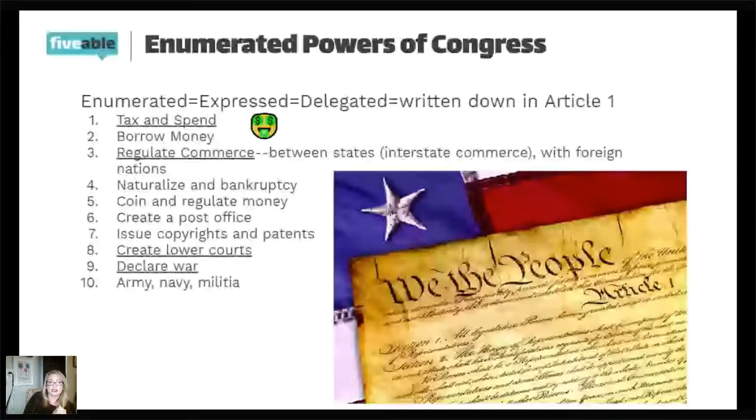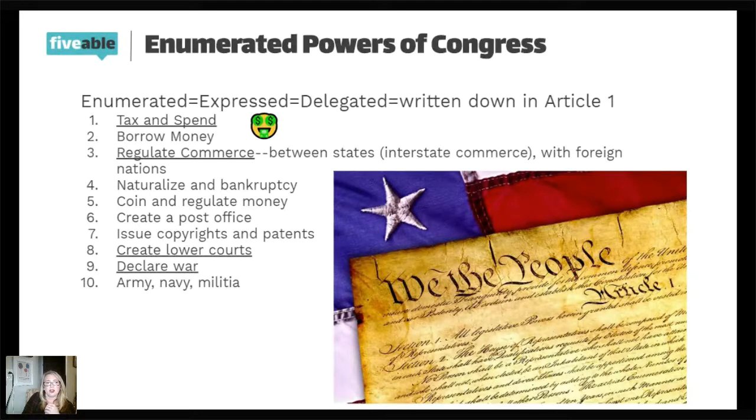The power to tax and spend. They can borrow money. They can coin money. They can allow someone else, another body, to regulate the money supply. They issue copyrights and patents, which deals with entrepreneurs being able to make money. And the big one there is number 3, that they can regulate commerce. So this is called interstate commerce, commerce between states, and with foreign nations as well.